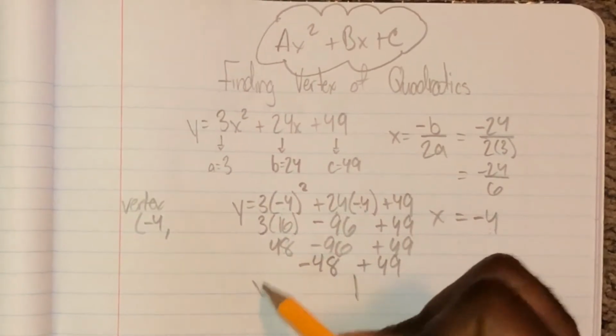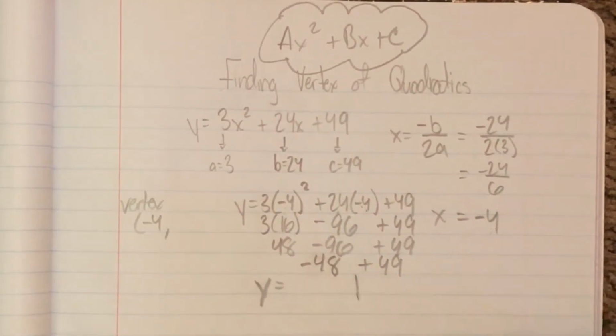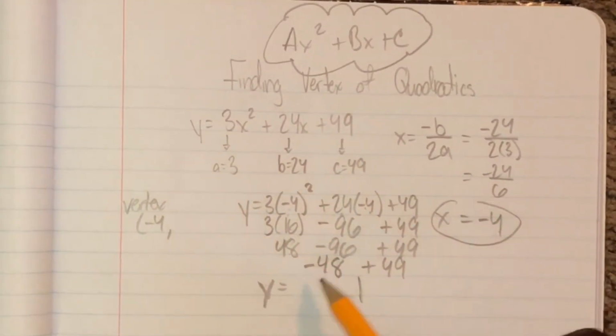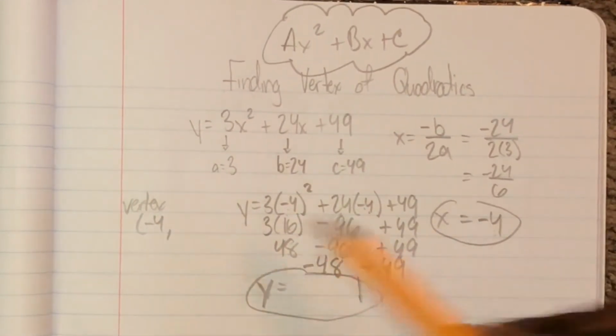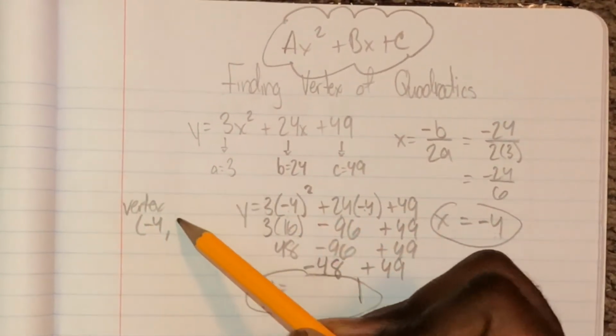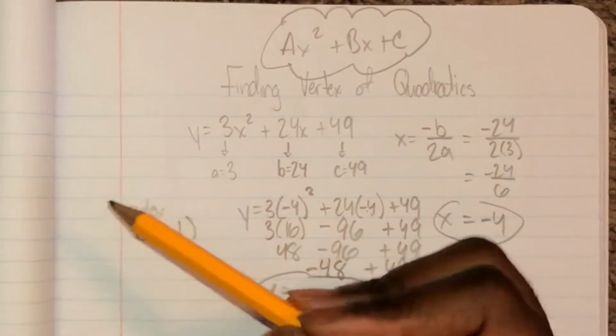All right, so that's the y value of my vertex. X is negative 4, y is 1. So my vertex will be found at negative 4, comma 1.